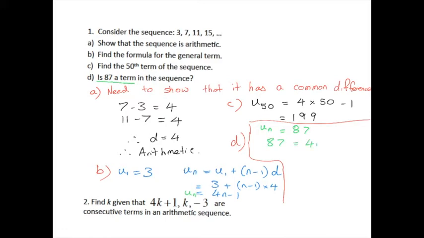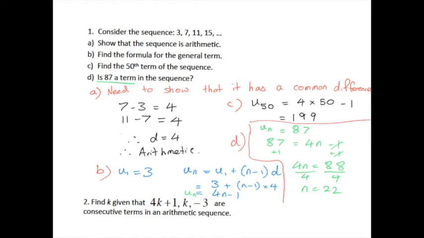Beautiful. Okay, so we're going to solve it. I add 1 to both sides. Cancel, cancel. 4n equals 88. Divide by 4, n is 22. Basically, girls, what kind of n? n is the position of the term.